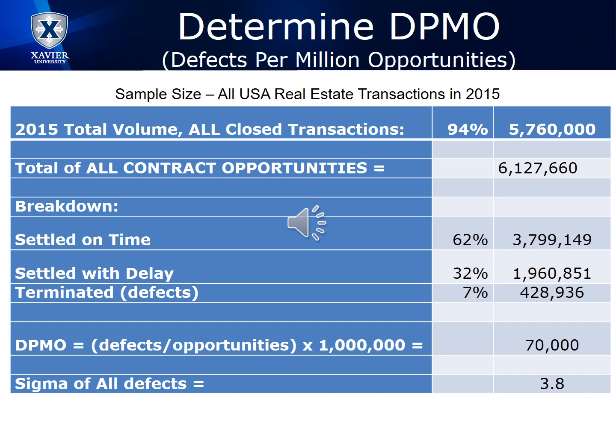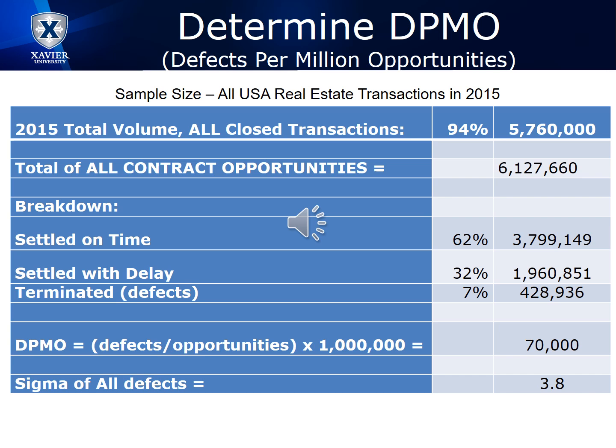Once we have some statistics on the number of failures, we can calculate the defects per million opportunities. The defects per million opportunities in this table is calculated from all real estate transactions closed in the USA in 2015. Applying the statistic from the National Association of Realtors, where 94% closed, we can calculate the exact number of contracts which were terminated or considered defects.